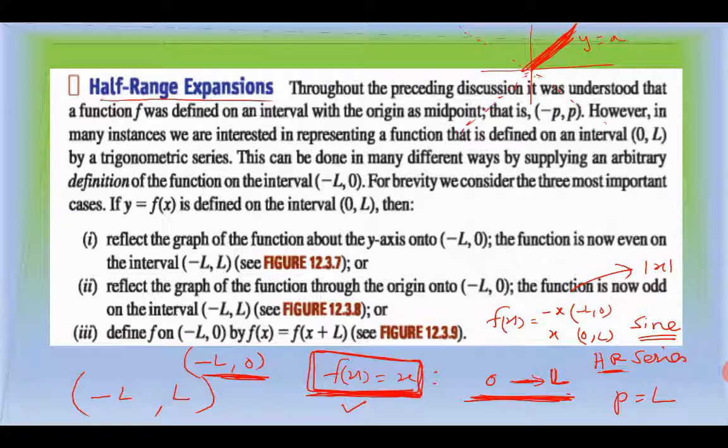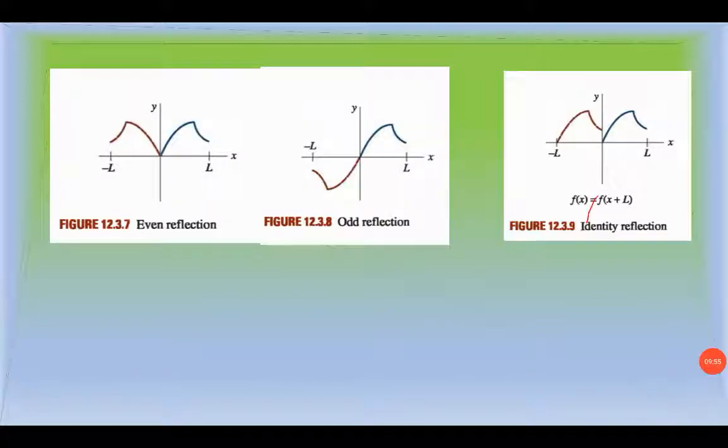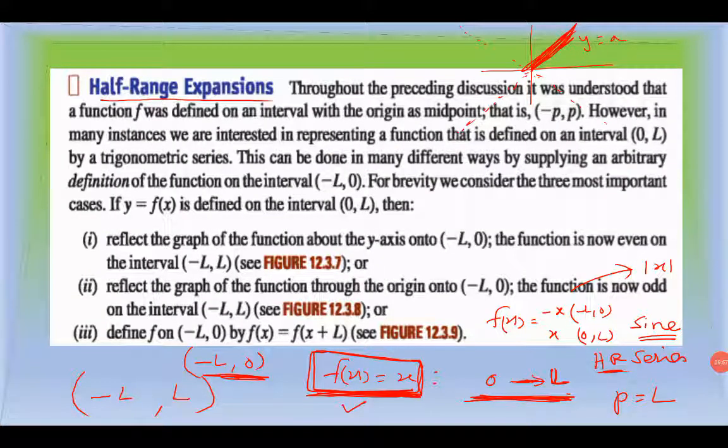And if I write f of x as x on both sides, as an example, it will be an odd function. So any given function in the half range can be extended to the opposite side, as an even or odd function depending upon the case.